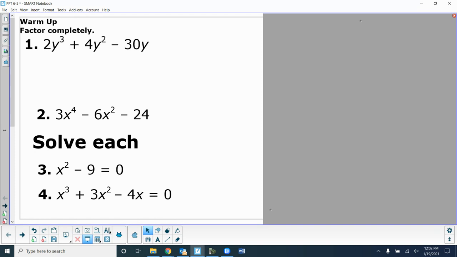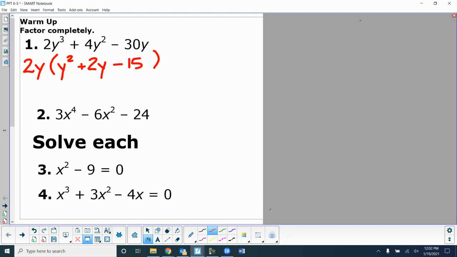All right, what's the first thing I should do for this factoring problem? Very good, GCF, you guys are so smart. What is the GCF? 2y, very good. Good start to the second semester. What goes in the parentheses, Grace? y squared plus 2y minus 50. Very good. Can we factor that trinomial?